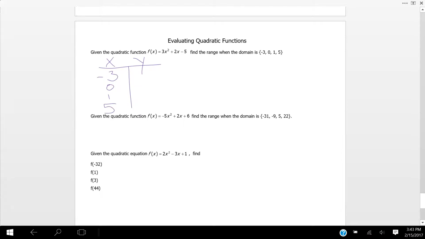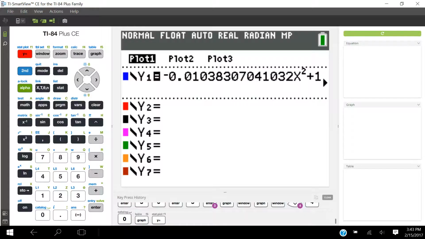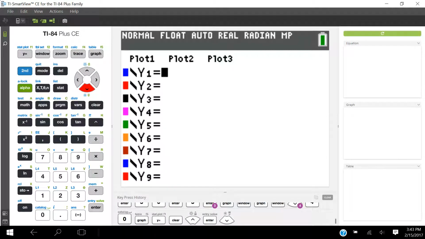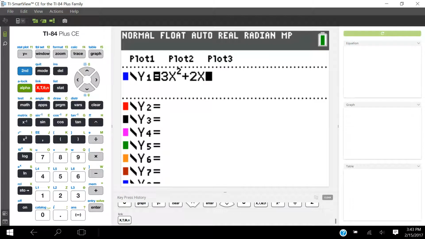And we would put all those into our formula, into our equation, and we would solve for y. But since I've already started showing you the calculator, let's go back here, clear it out, clear out our plot. And for y1, I'm going to put in the equation which was at the top of the foldable, which was 3x squared plus 2x plus 6.